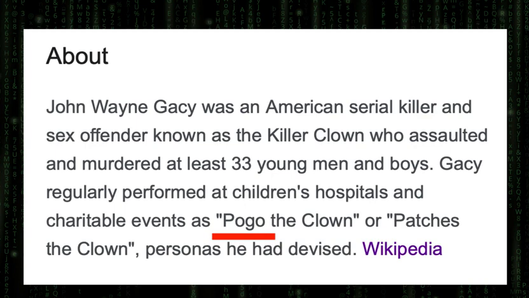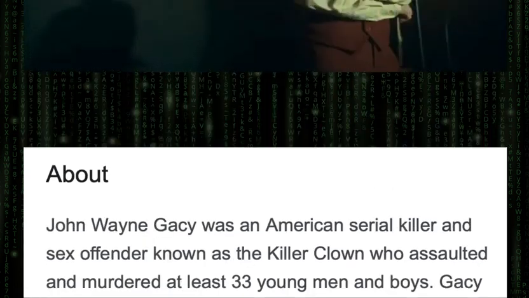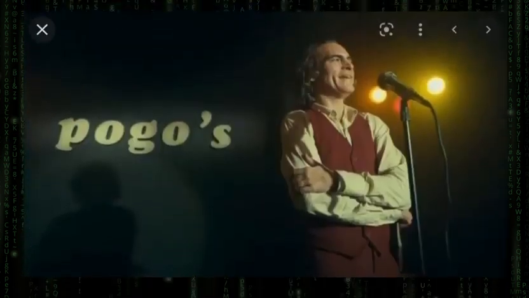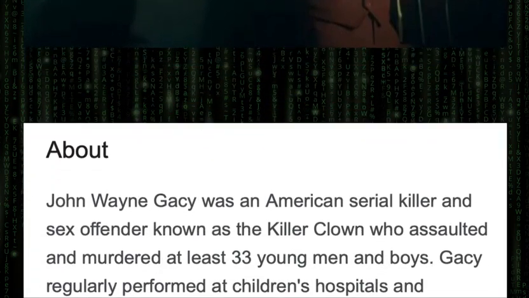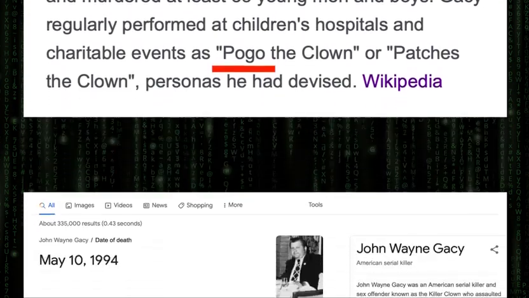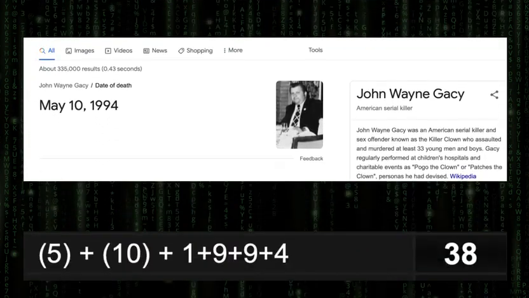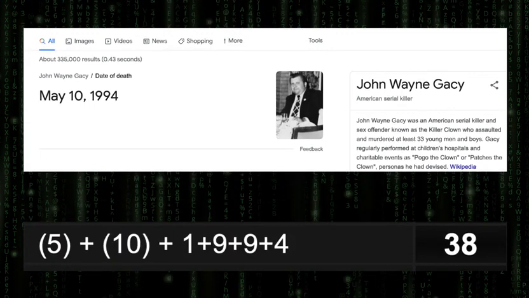This is from Wikipedia. Quote, "John Wayne Gacy was an American serial killer and sex offender known as the Killer Clown who assaulted and murdered at least 33 young men and boys. Gacy regularly performed at children's hospitals and charitable events as Pogo the Clown." So Joaquin Phoenix's Joker performing at Pogo's, in addition to wearing distinctly John Wayne Gacy's face paint pattern, paid homage to John Wayne Gacy. People like John Wayne Gacy normally aren't the type of people that you expect major tributes to, but this is the world we live in.